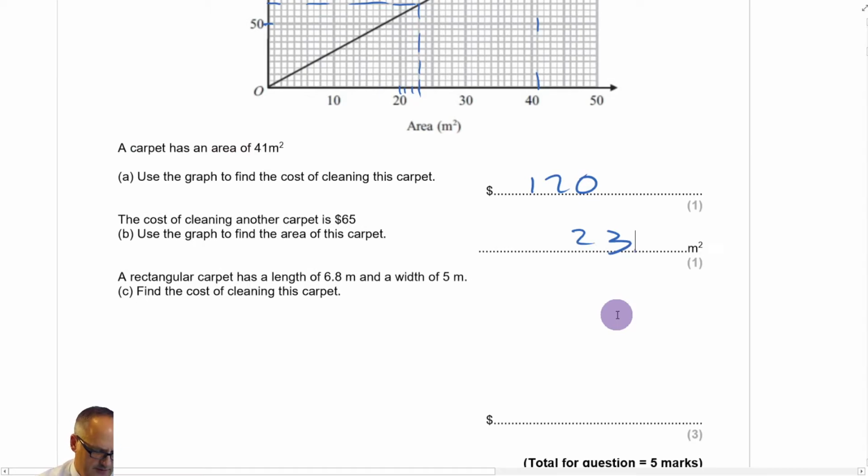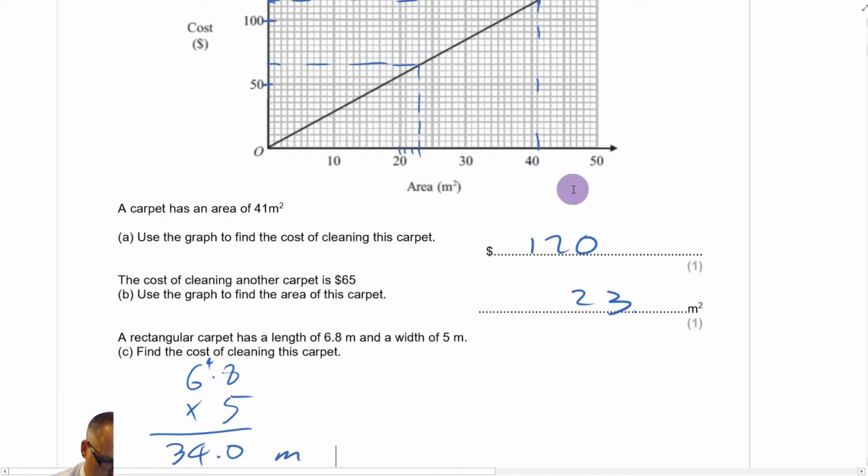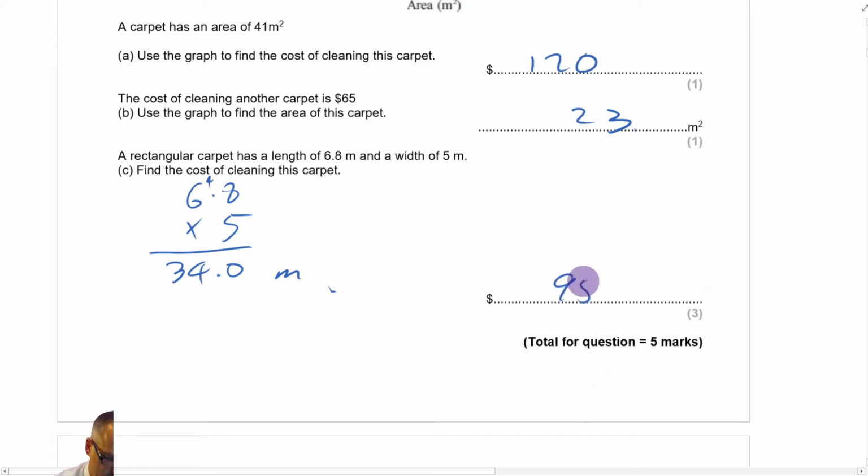A rectangular carpet has a length of 6.8 and a width of 5. Find the cost, so we need to find the area. So we get 5 times 8 is 40, put the 4 across. 5 times 6 is 30, add on the 4 gives us 34. So that's 34 square meters. So we go on to here, look up 34. So there's 32, 33, 34, go up at the 34, come across, find an answer, and we can see it's just 5 below 100, so it's going to be $95 to the nearest $5.